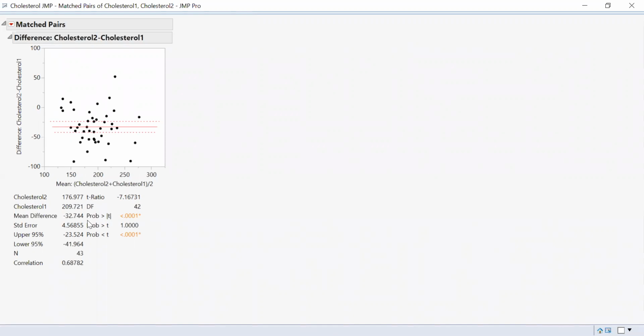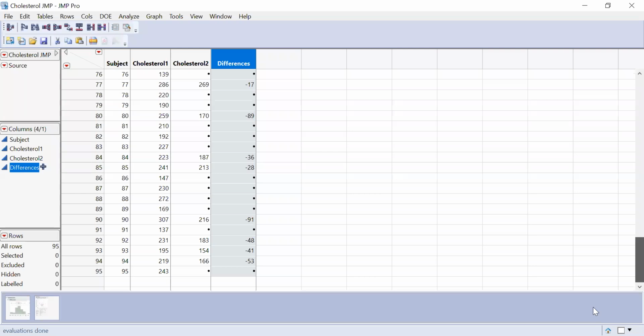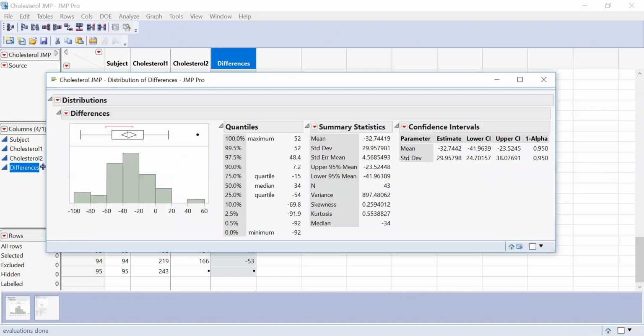And I should have set my alpha before I ran this test. I should have looked at the sample size, how many we have here. All right, so my alpha should be at 0.05 because my sample size is below 250, and I can indeed reject my null hypothesis.